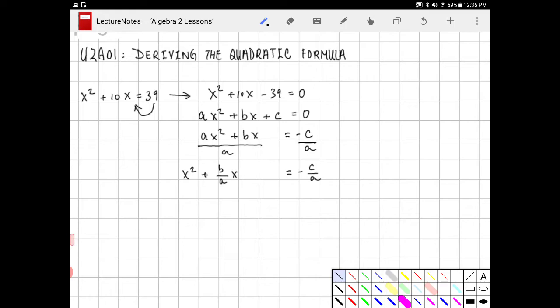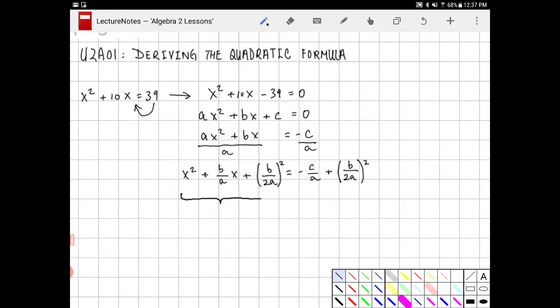So the technique is, we take the middle coefficient and we're going to half it. So 1/2 of b over a is simply b over 2a, and then we're going to square it. By doing this, the left-hand side will now become a perfect square. What we do on the left-hand side, we've got to also do on the right-hand side. So this is what we end up with: x squared plus b over a times x plus b over 2a squared is equal to negative c over a plus b over 2a quantity squared.